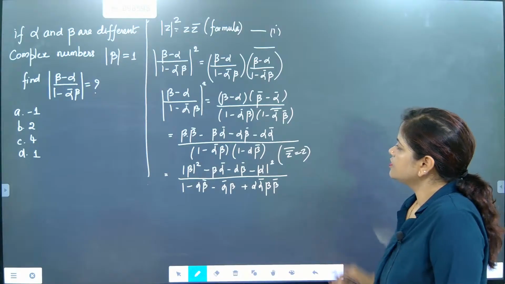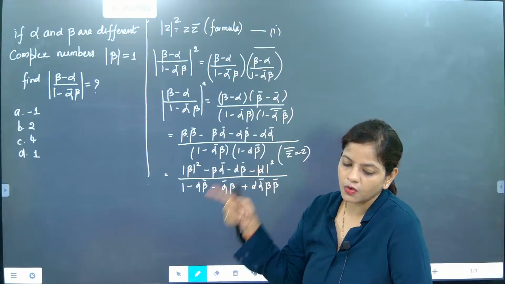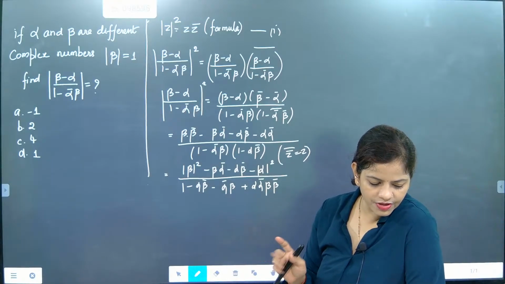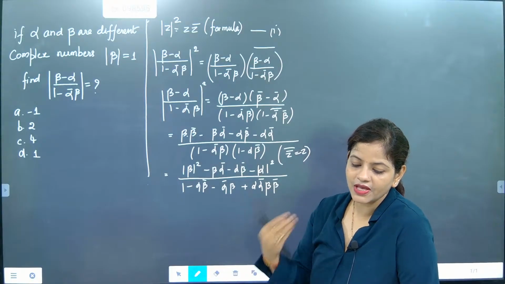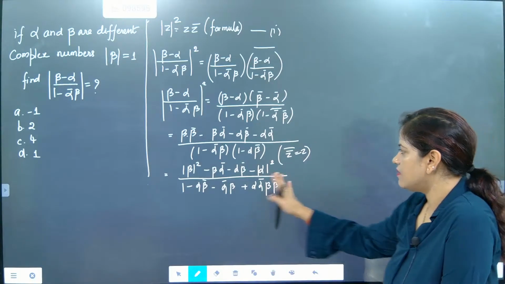Now look here beta. So alpha into alpha bar is modulus of alpha whole square. So we are going to just implement that part and write it down, because whatever information has been given to us, based on that information only we are going to solve it. Till here we have done it.